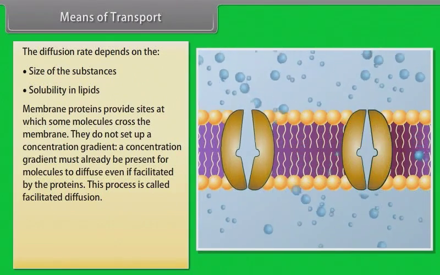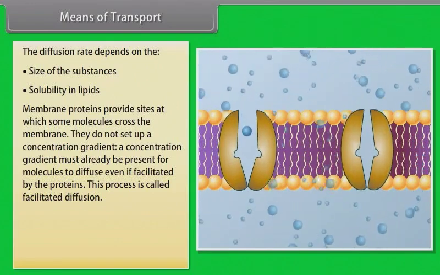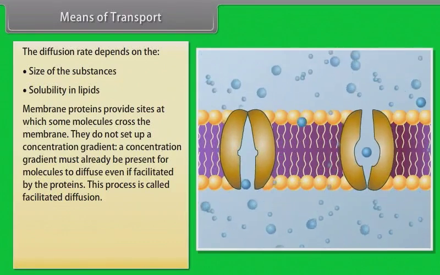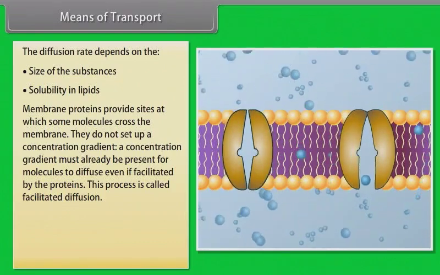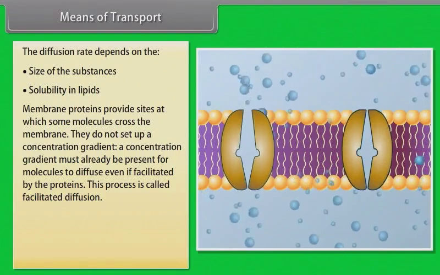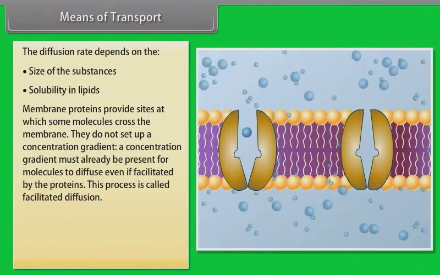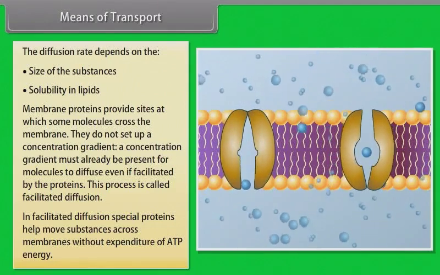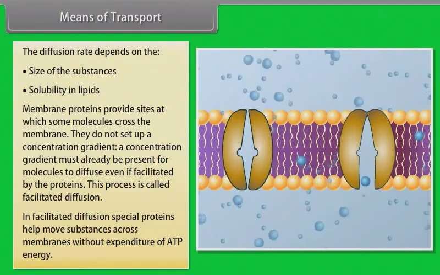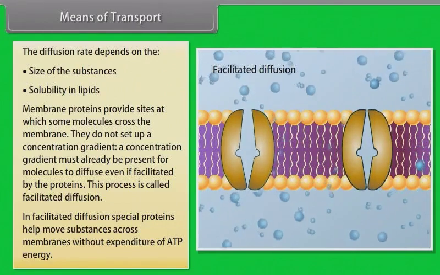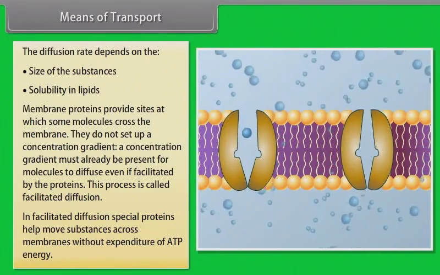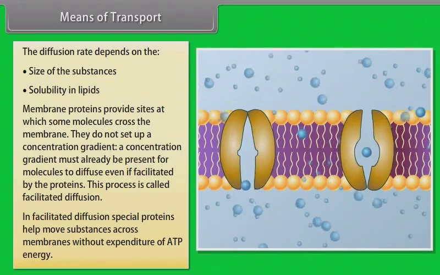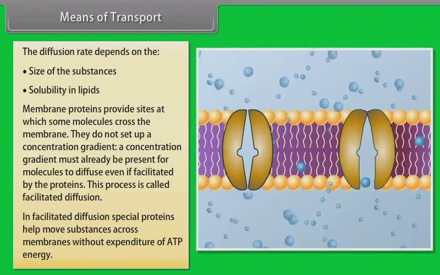They do not set up a concentration gradient. A concentration gradient must already be present for molecules to diffuse, even if facilitated by the proteins. This process is called facilitated diffusion. In facilitated diffusion, special proteins help move substances across membranes without expenditure of ATP energy. Facilitated diffusion is very specific. It allows the cell to select substances for uptake.